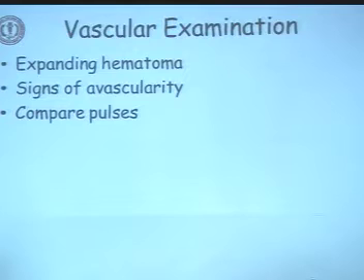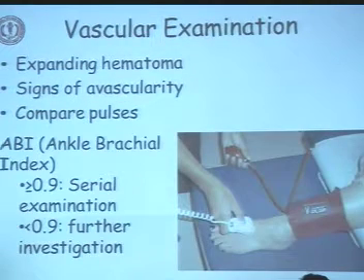On vascular examination, if there is an expanding hematoma in the popliteal fossa, or there are obvious signs of avascularity in the distal limb, then it is clear that there is a vascular injury. We also compare the pulses on both sides. If they are unequal, again that alerts us that there is a vascular injury.